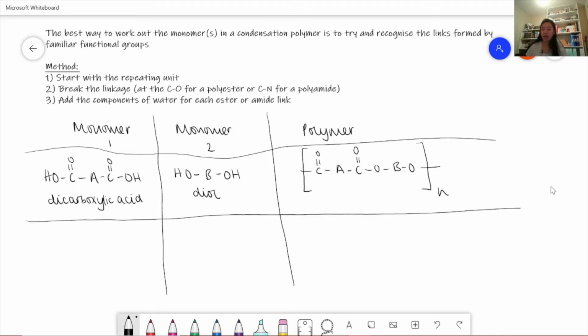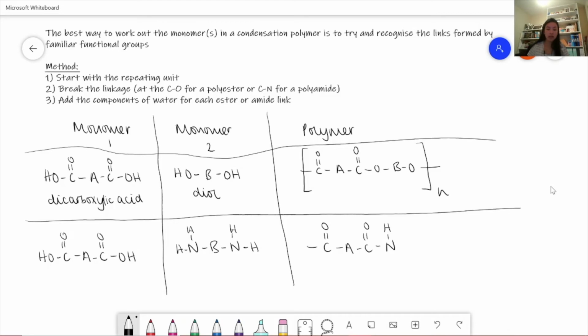And the second, we would have a dicarboxylic acid, and this time we'll add a diamine, and so we'll have NH2, and this will form this kind of polymer. So we have C double bond O, A, C double bond O, and then so we have this amide link, and then B, and then NH. So this is our repeating unit for a polyamide.